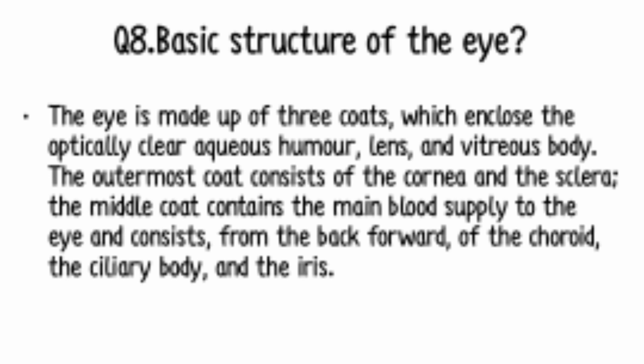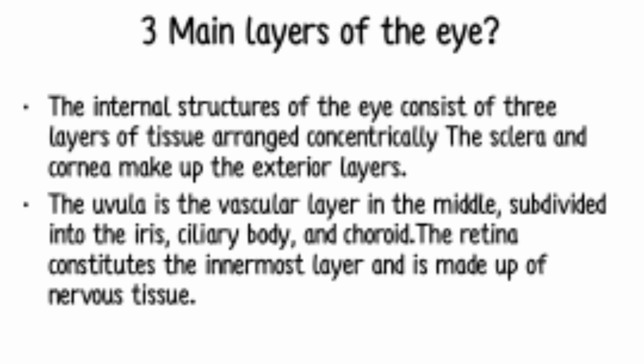Question number 8. Structure of human eye. The eye is made up of three coats which enclose optically clear aqueous humor, lens and vitreous body. Okay, these are the three coats. The outermost coat consists of cornea and sclera. The middle coat contains the main blood vessels to the eyes and consists, back to forward, of the choroid, the ciliary bodies and the iris. Okay, these are the structure, three main coats.